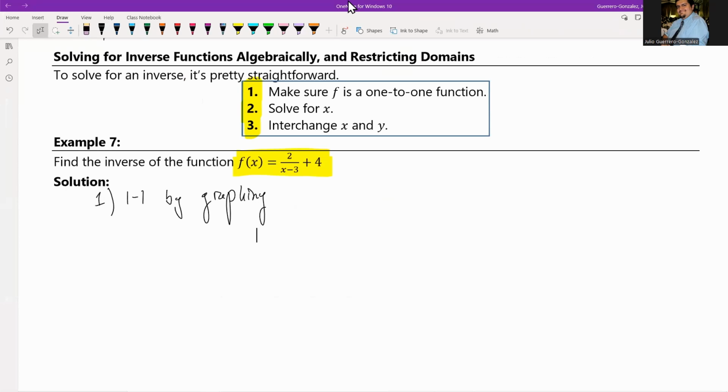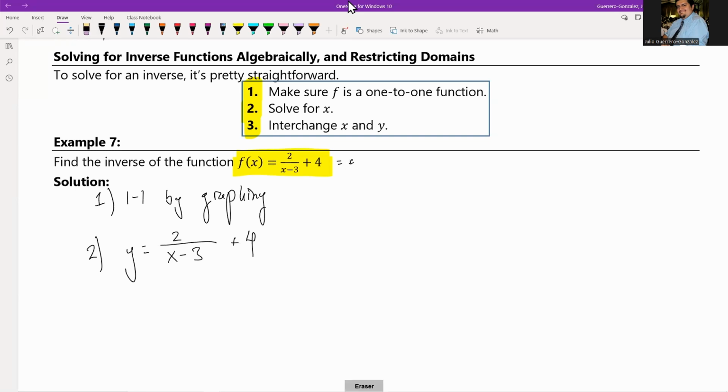Okay. Step two. I am going to solve for x. Now, the way that I'm going to do that is like this. First of all, let me do 2 again down here, a little lower. I'm going to grab this and make it equal to y. So y is equal to 2 over x minus 3, plus 4. I just made this equal to y. That's it. Got it?